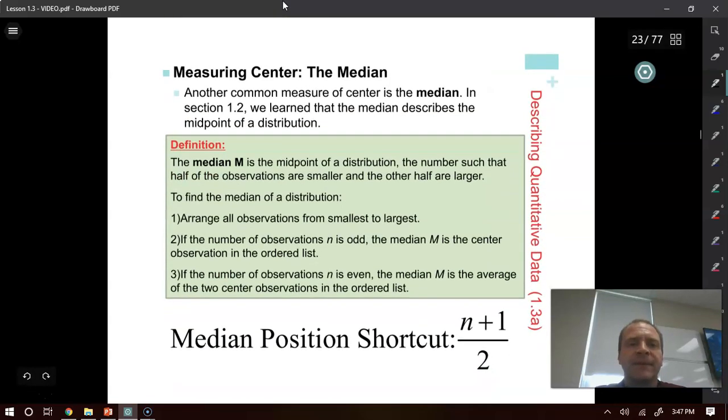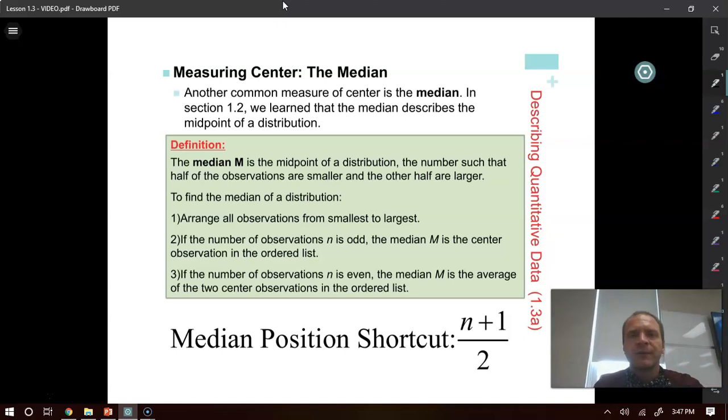The median is another measure of center. Now, the median is the one that we've looked at before in 1.2 when we looked at stem plots. It's the midpoint of the distribution. It cuts the data in half for us. And so when we're doing this, we want to make sure we put it in numerical order. So the first step is to arrange all observations from smallest to largest.